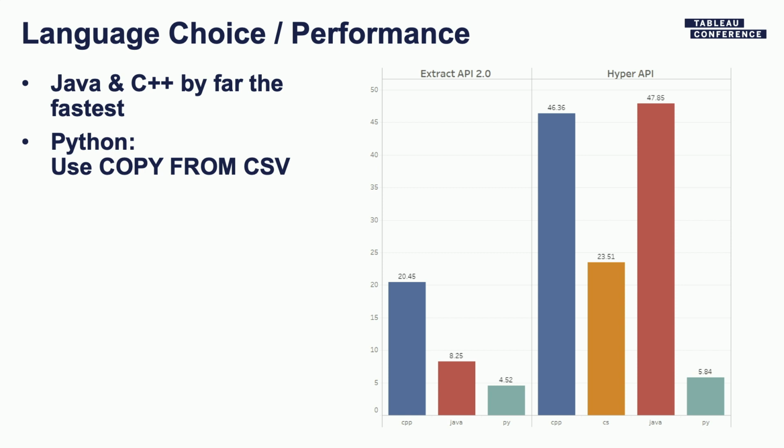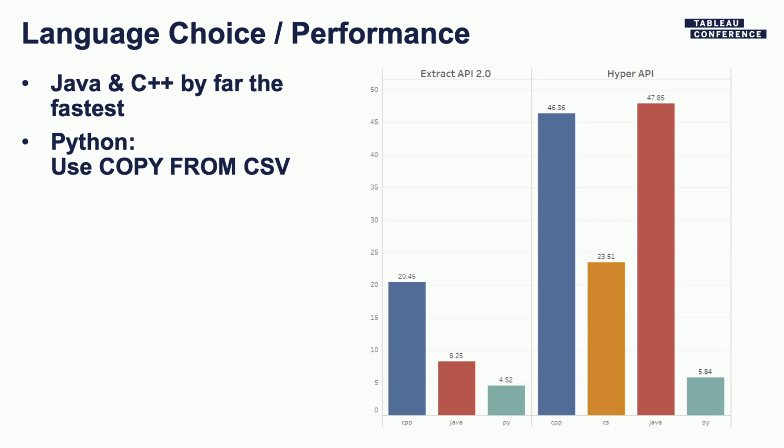So with the new HyperAPI, we also improved the performance across the board. However, if performance matters a lot for you, go for C++ or Java. But for your usual scripting, it's still very fast. Even if you have 100,000 rows, Python will still be fine. But once you go into the millions of rows, 100 million rows, maybe no longer Python.